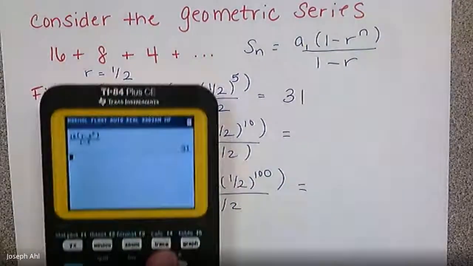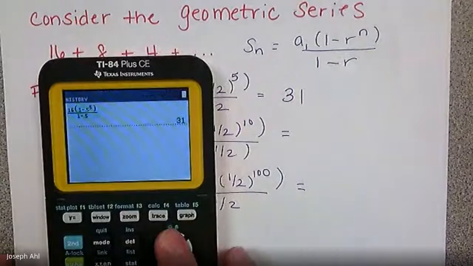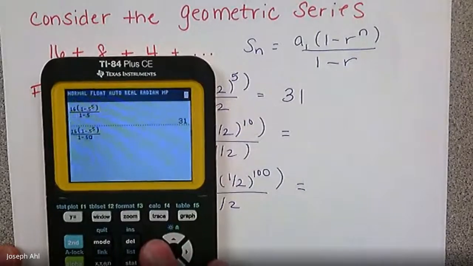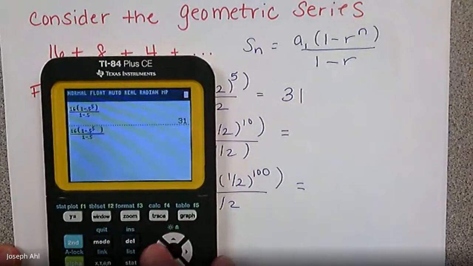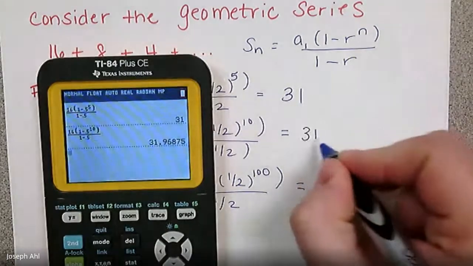Moving on to S sub 10, we can be smart about this by either highlighting and hitting enter so we can bring this down to the next line. The only thing that we're changing here is that exponent from 5 to 10, which is pretty convenient in a geometric series, that you can find that sum for 10 terms by just changing that exponent. So we get 31.96875.